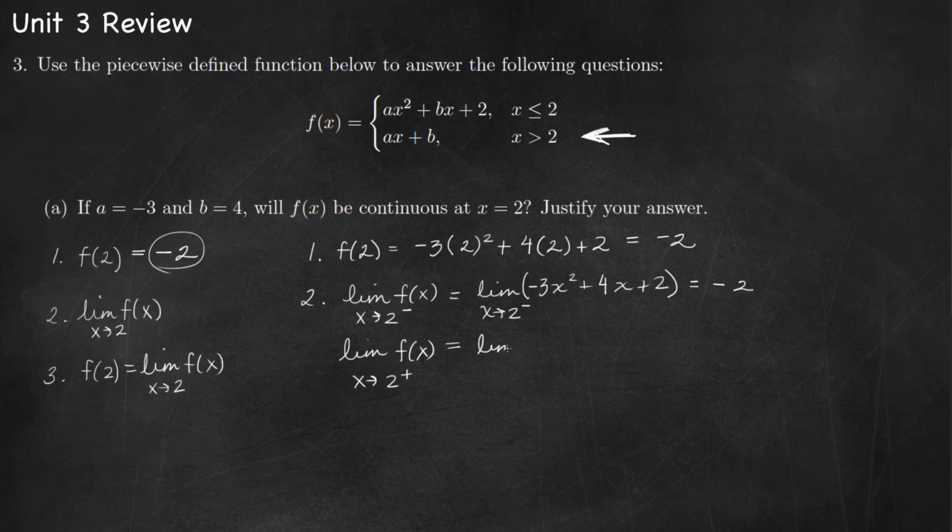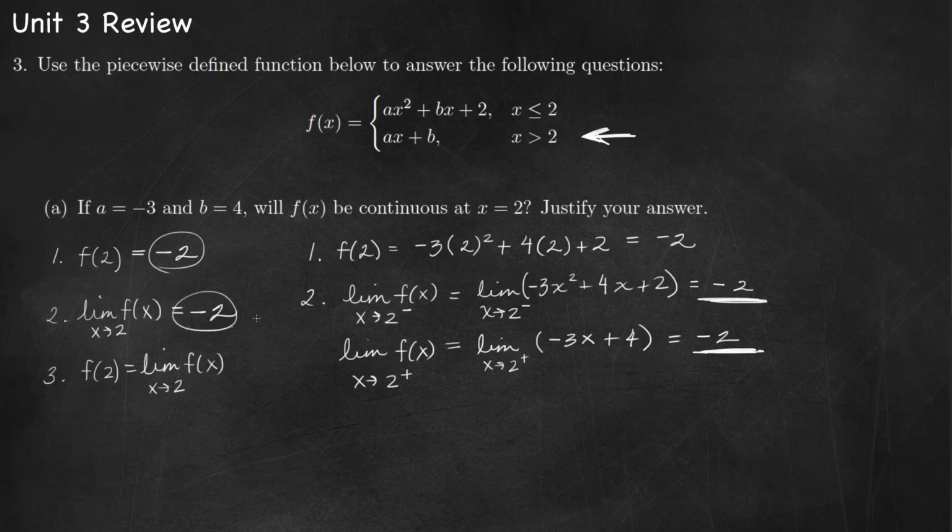So that's going to be the limit as x approaches 2 from the right of ax plus b. And the a is negative 3 and the b is 4. So we're going to evaluate this limit using substitution. I'm going to substitute 2 in for the x and I get negative 6 plus 4, which is negative 2. The left-hand limit is negative 2 and the right-hand limit is negative 2. And that tells me that the two-sided limit is negative 2.